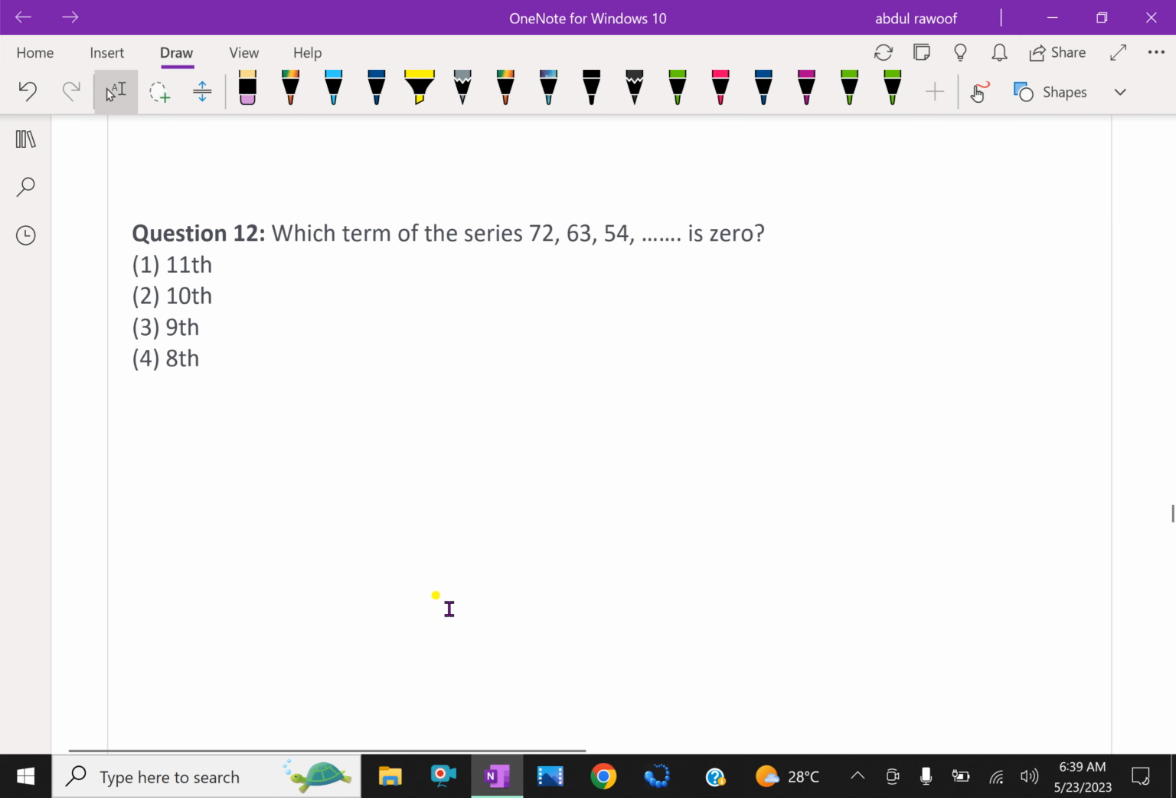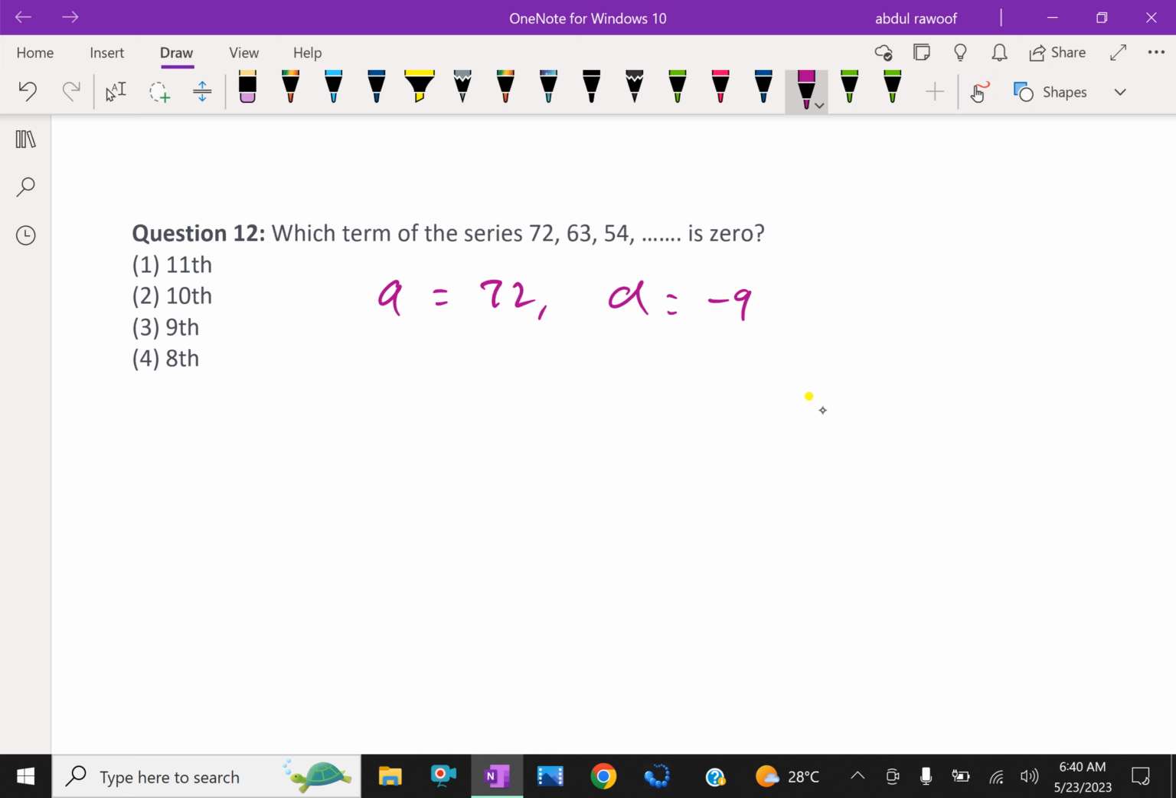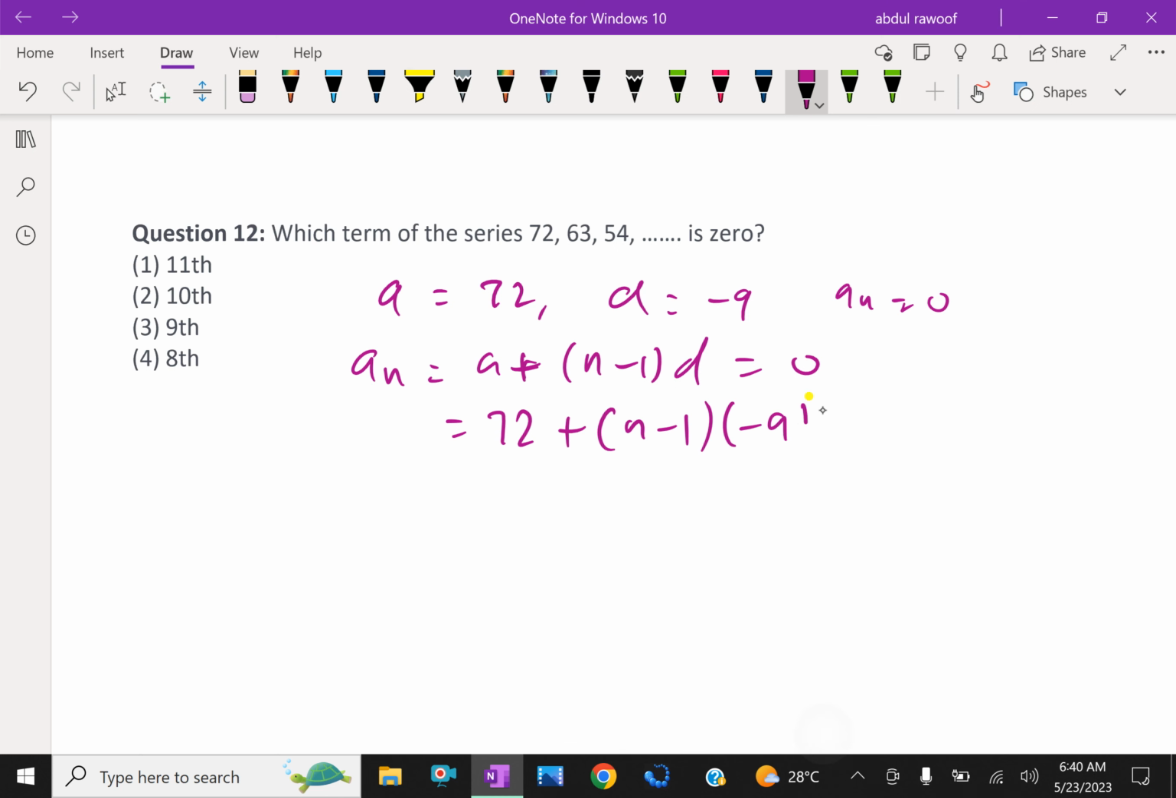Option 3. Question number 12: the term of the series 72, 63, 54 is 0. Try to find the nth term. The first term is 72. The common difference is 63 minus 72, which is minus 9. The nth term formula is a plus n minus 1 d equal to 0. A is 72, the common difference is minus 9.